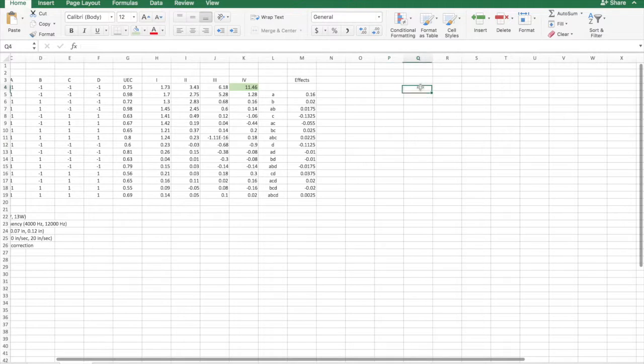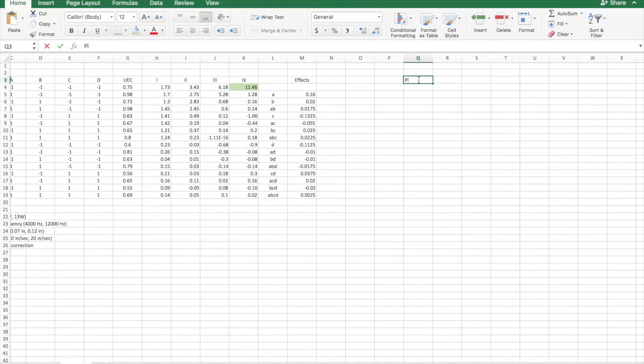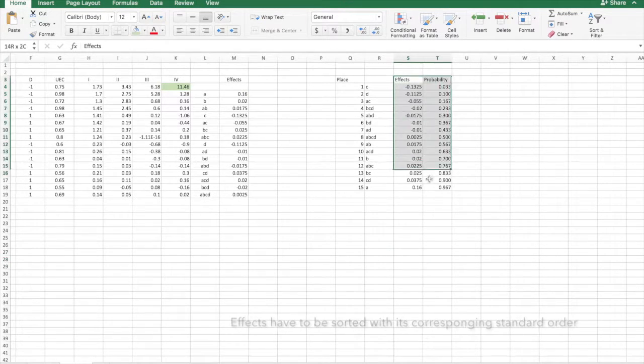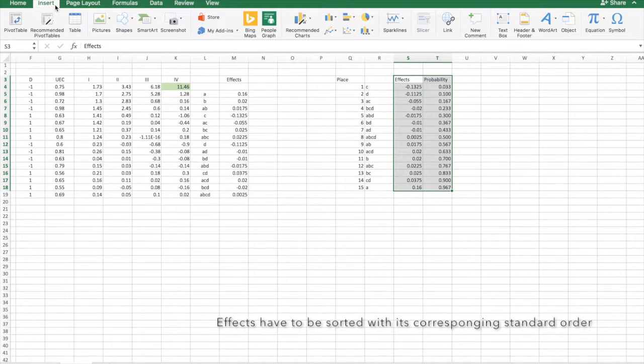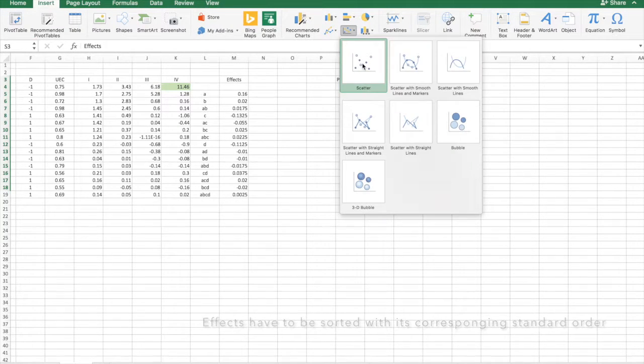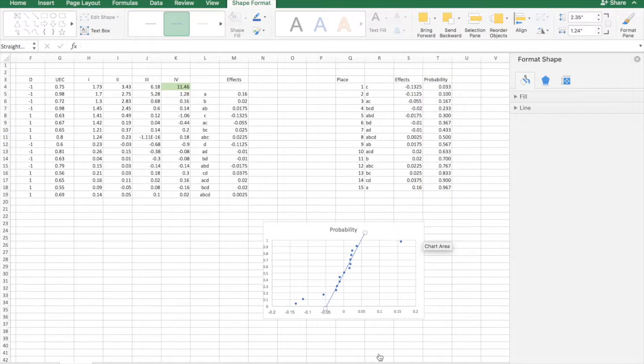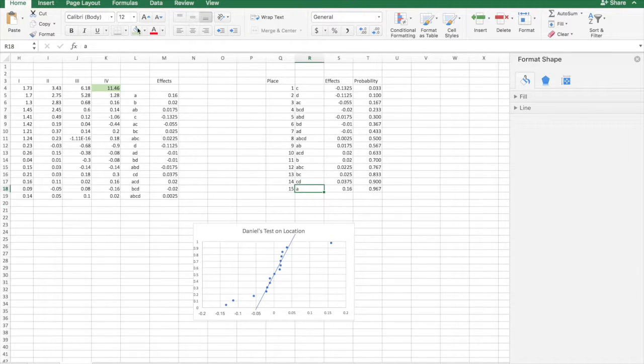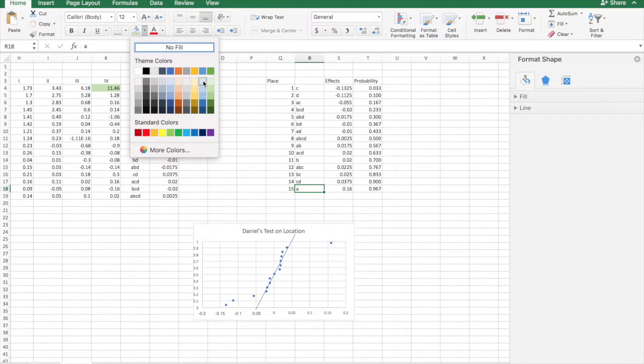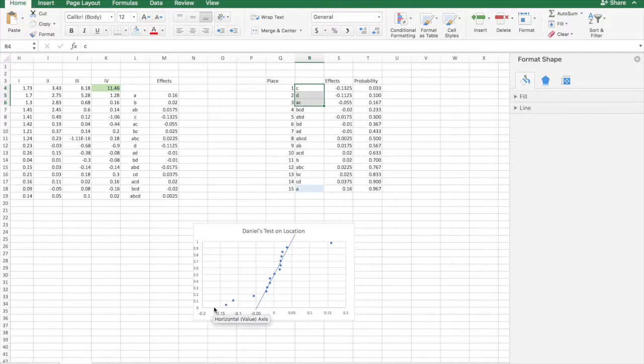So to perform Daniel test, we have to make a chart. So we're gonna graph this one, scatter graph. We can see that these 4 points do not follow a straight line. So those points are the variables that have an important effect. So A is significant and CD, AC are also significant.